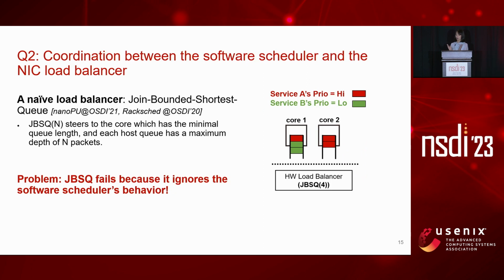Here is an example. Let's say we still have 2 services running on core 1 and core 2, and when A's request arrives, which is the highest priority request, JBSQ will steer it to core 2 because it has a minimal queue length. However, this is not the optimal decision, because if the packet is steered to core 1, it will be served before the green packets, so core 1's idle queuing time will be smaller than core 2's.